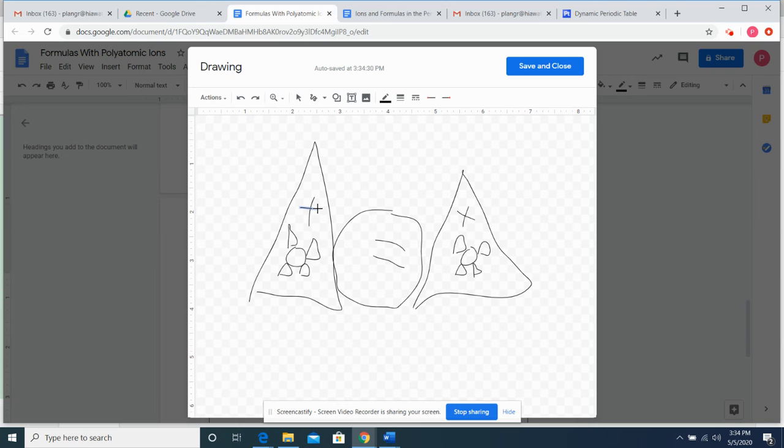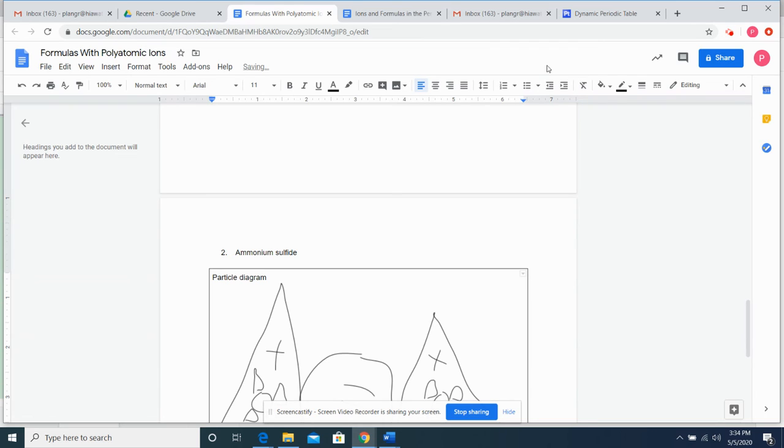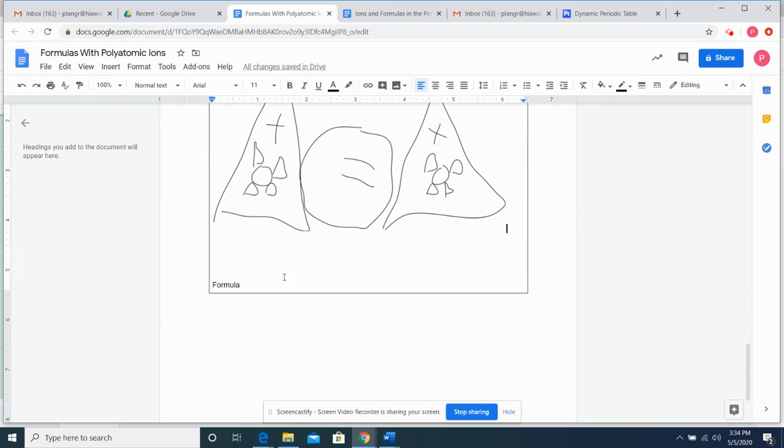All right, so looking at this, I have 2 ammoniums reacted with 1 sulfide. And the charges overall balance out. We have a neutral compound. So I should be able to save and close. There's my compound in the box. And now, how do I write that formula?